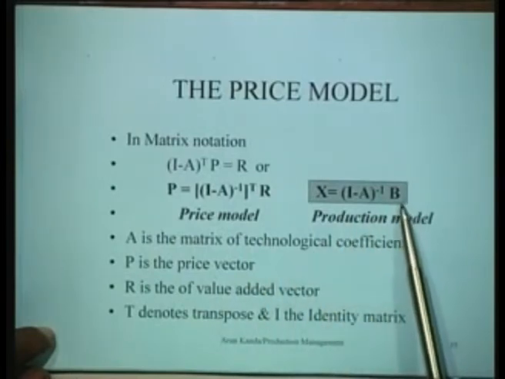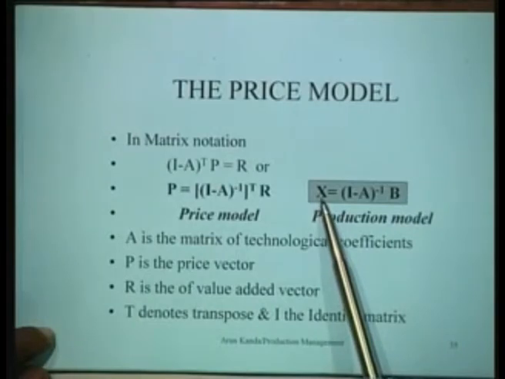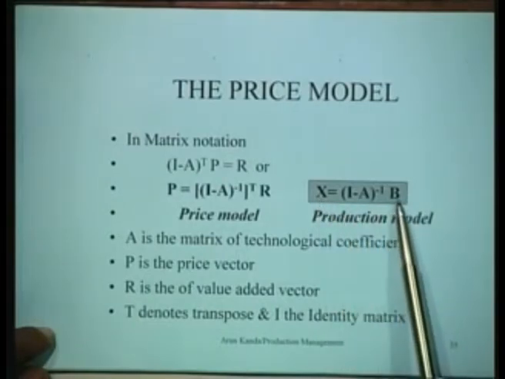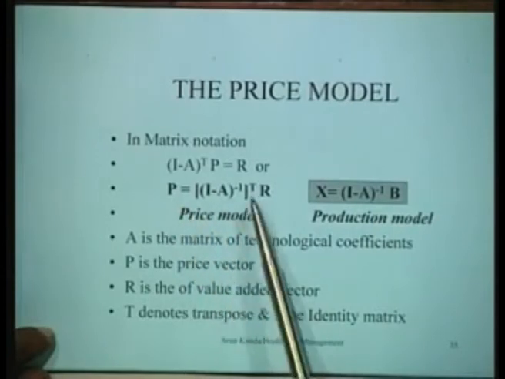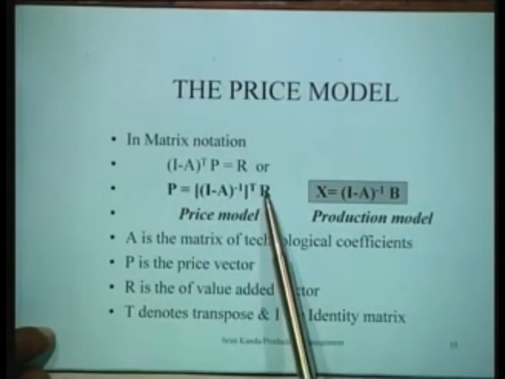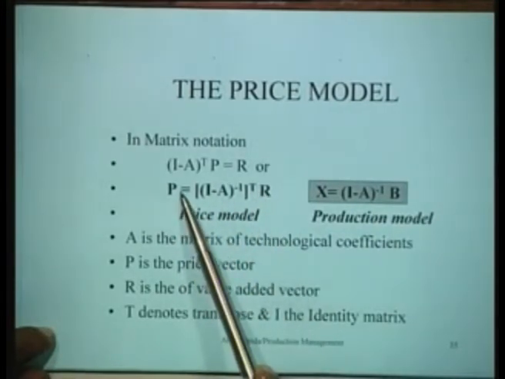This was the production model which we studied a short while ago, in which you are calculating the production quantities as a function of the exogenous demands B of the products. Now, here you are calculating, knowing the value added, you are calculating the prices in the economy.